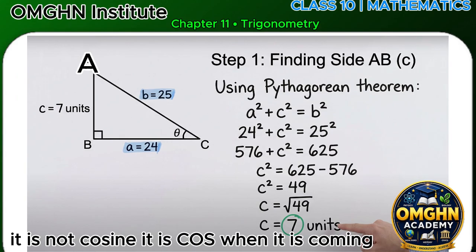Using Pythagoras theorem, AB square is equal to AC square minus BC square. Therefore, AB square is 25 square minus 24 square. That is 625 minus 576. Therefore, AB square is 49. So AB is 7 units.